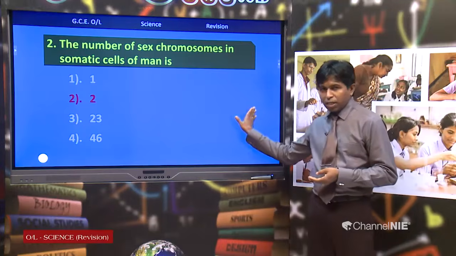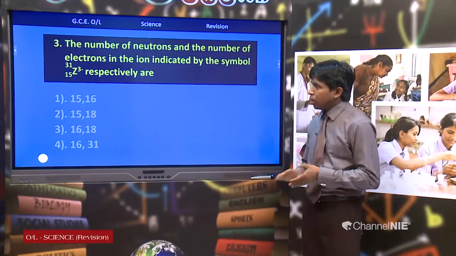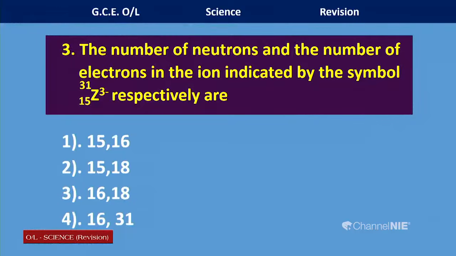Let us move to question number 3. The third question is from chemistry, your grade 10 syllabus, unit 3, chapter 3. The number of neutrons and number of electrons in the ion indicated by the symbol. They have not given the real symbol; Z is not the real symbol of the element. This 15 indicates the atomic number, and 31 indicates the mass number.